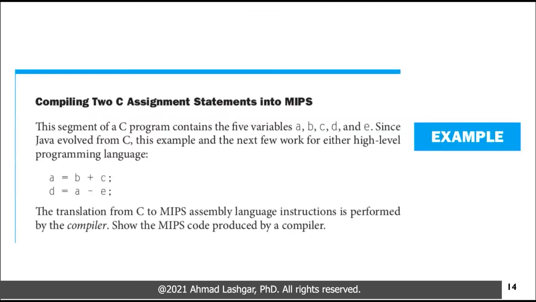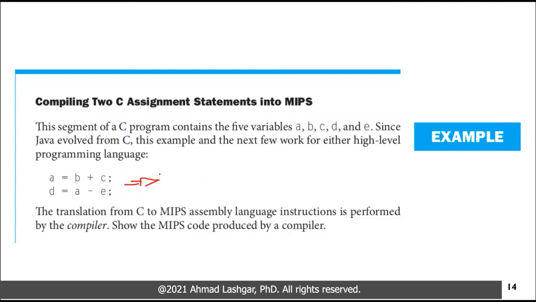Let's see the first example. We have this C code sequence, and we want to translate it to the language of MIPS assembly. What we see here are two assignments. They are dependent: the result of the first instruction is used by the second instruction. We always translate the instructions from high level to low level in the specific order given in the sequence. So let's translate the first instruction, then we go for the second.